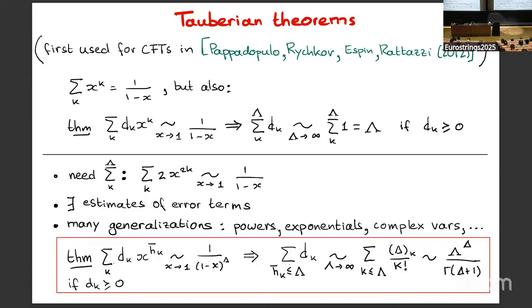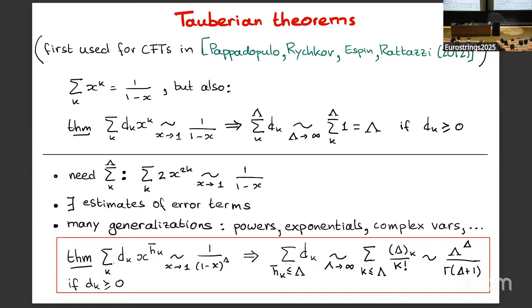The one theorem that I'll need is, of course, I don't have integer powers. I have something like this: d_k x to the h bar k, where x is now, you should think of it as z bar from the previous slide. So I have a sum like this, and as x goes to 1, it doesn't behave like 1 over 1 minus x, but it does something like 1 over 1 minus x to the delta, with some coefficient that I'm not including in the theorem here, but that will be important on the next slide. And so there is a Tauberian theorem, and we're going to use it.